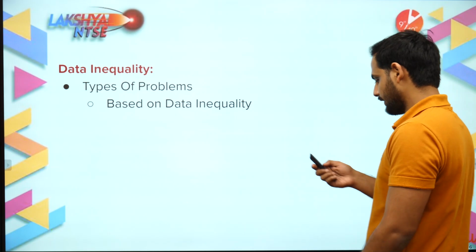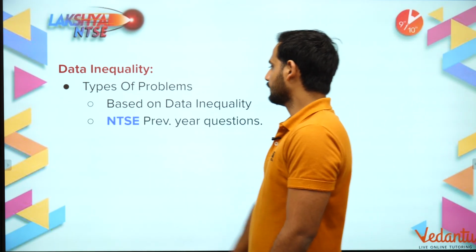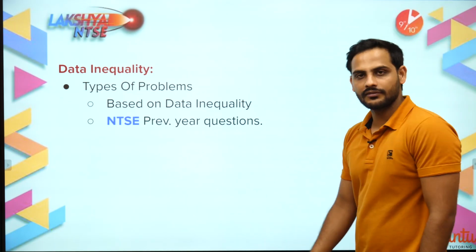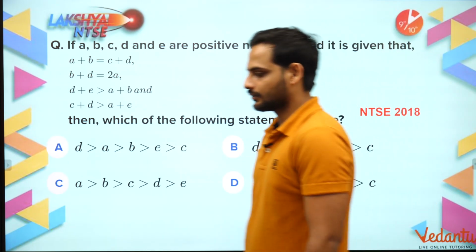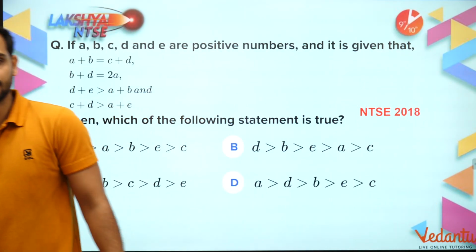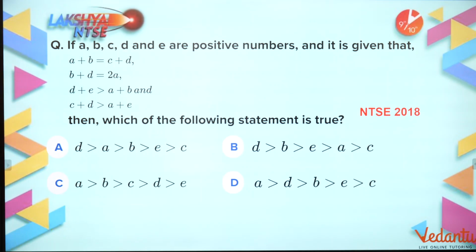Let's move ahead now. We'll be solving previous year questions of NTSE as well, so let's dig deep into the questions. The first question we have is: A, B, C, D and E are positive numbers, and these are the conditions given.